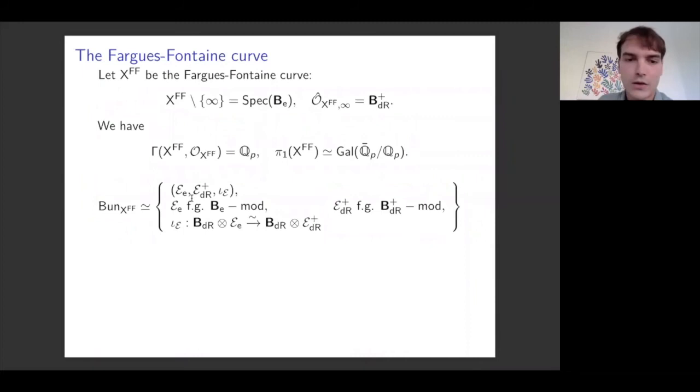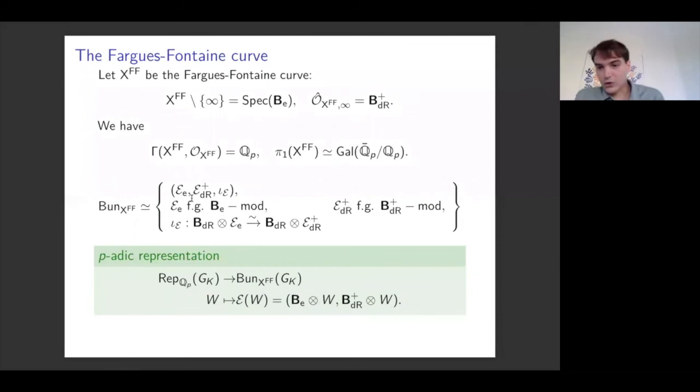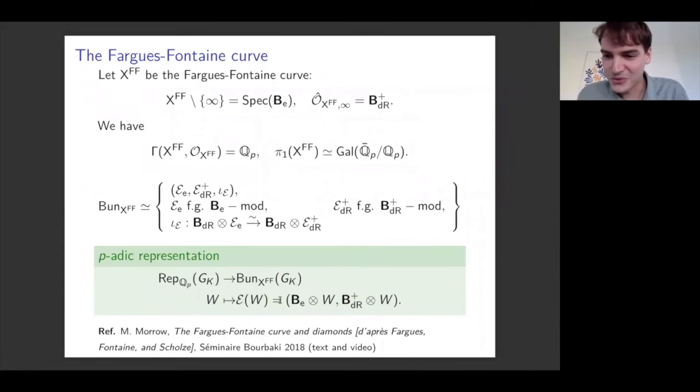And so an example of a vector bundle that you can consider on the curve is associated to a representation. To a representation of G_K, you can associate the vector bundle in such a way: you tensor by B_e and tensor by B_dR^+, and you have a Galois action everywhere, which makes it a G_K-equivariant vector bundle. I'm aware that this is super fast to talk about the curve, because I will just use it. I put here a reference, which is very nice if you want to look more into this subject: the Séminaire Bourbaki by Matthew Morrow in 2018. There is both a text and a video, which are excellent to get an idea of what this subject is.